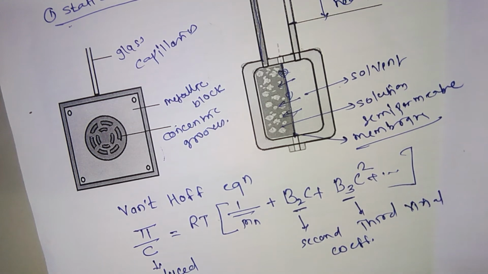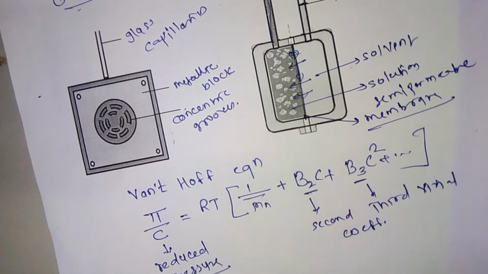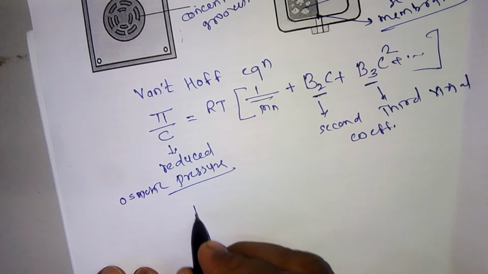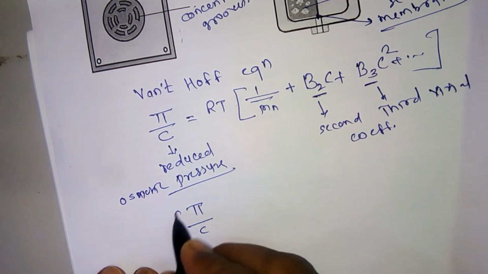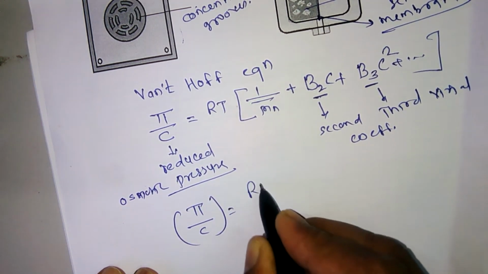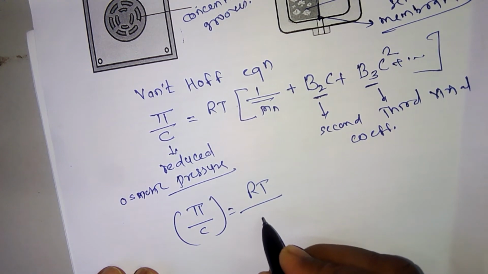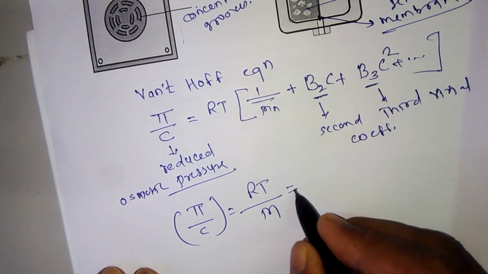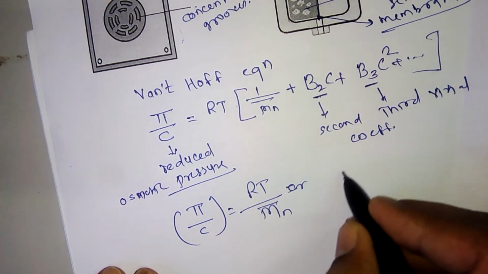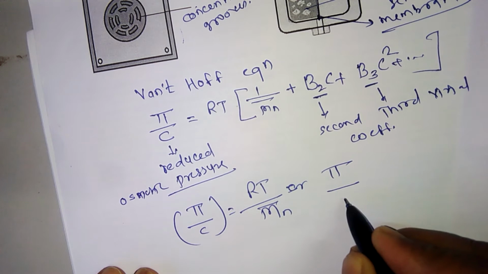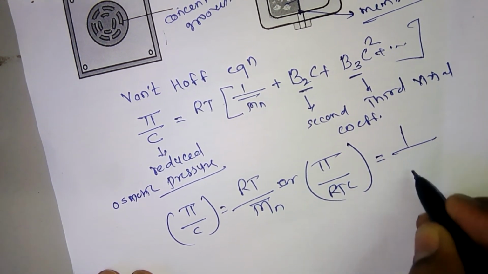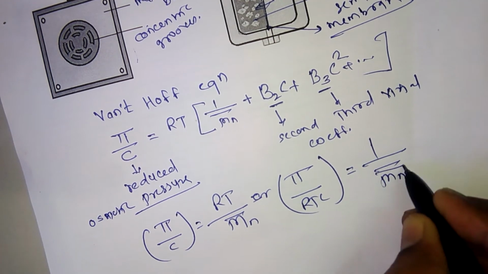This Van 't Hoff equation can be converted into pi by C is equal to RT by Mn bar, or pi by RTC is equal to 1 by Mn bar.